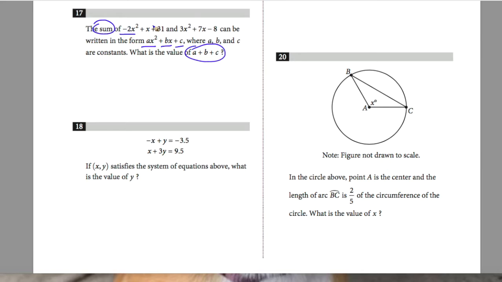So negative 2 plus 3 gives me 1x squared, which is my a, so I have 1 plus something right now. Then I have my x plus my 7x, which gives me 8x, so this is my b. And then I have my 31 plus my negative 8, which is going to be positive 23, which is my c. 1 plus 8 plus 23 equals 32, and that is my answer to a plus b plus c. 32 is what you bubble in.